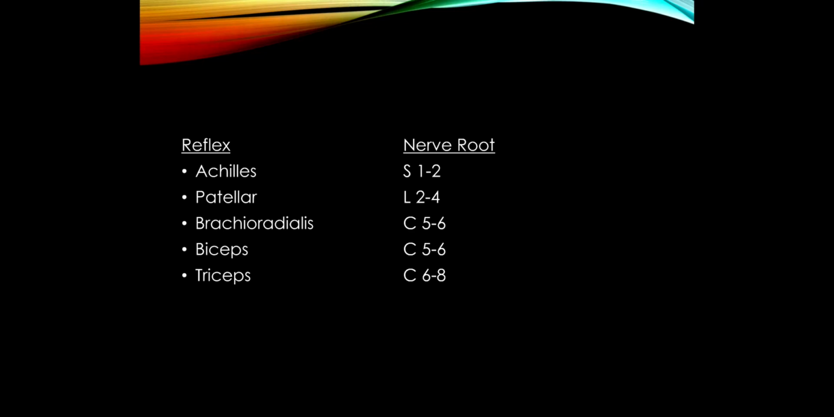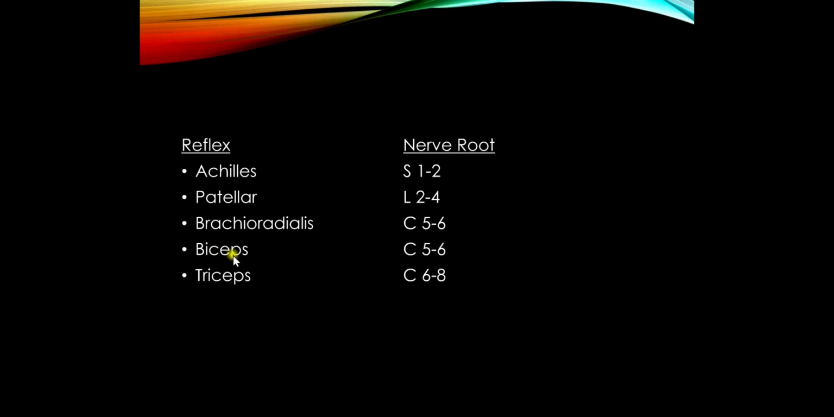So in the last lecture, we introduced the idea of upper and lower motor neuron lesions. Remember, the lower motor neurons are the ones that come from the spinal cord and go out to the muscles. So these nerve roots are lower motor neurons, right? The nerve fiber is going right out to the muscle. And so if we were to have a lesion, let's say of the C5, C6 nerve roots, then the patient would lose the biceps and brachioradialis reflexes.